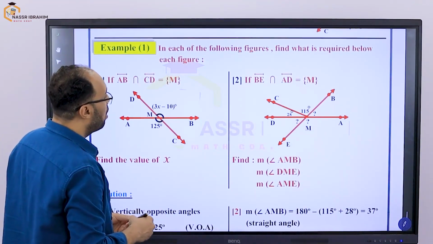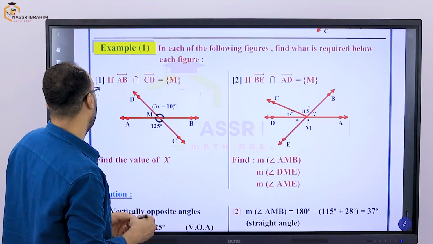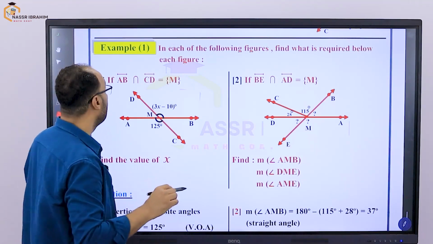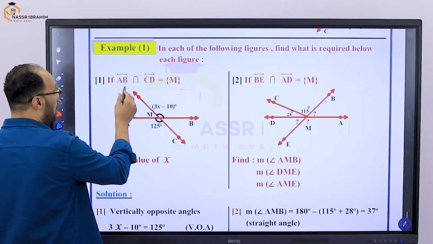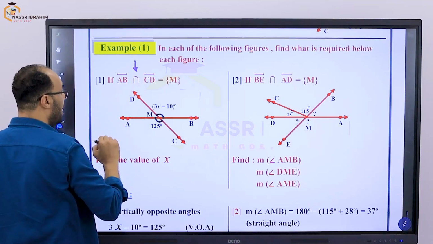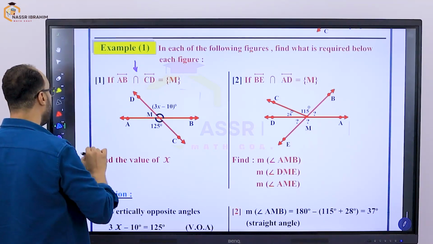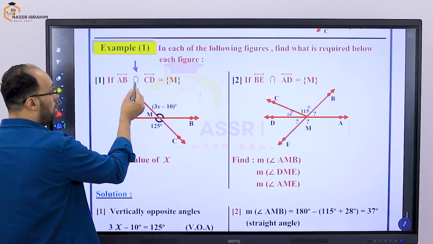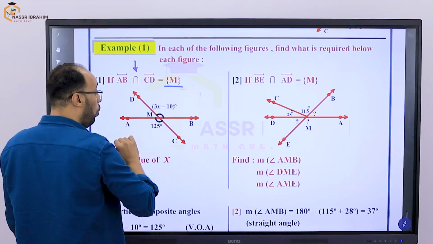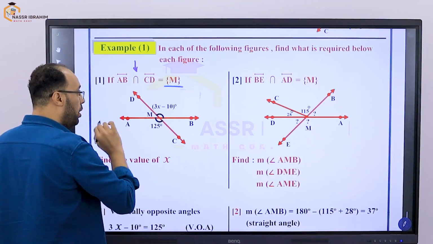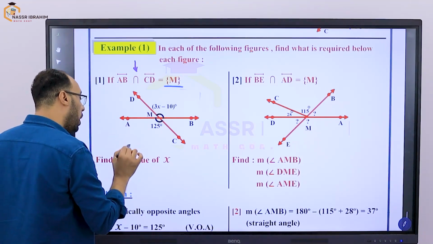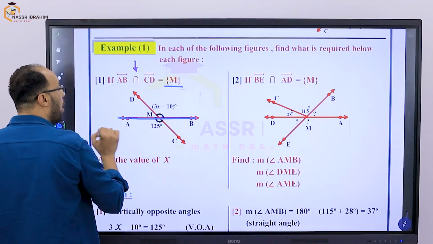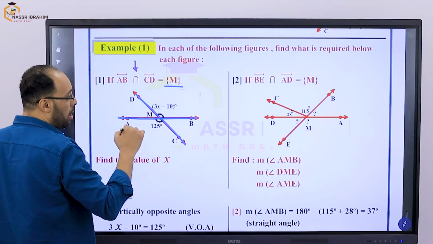In each of the following figures, find what is required below each figure. Here we have a great sign. It's a good one. If we have these two straight lines, this sign is called intersection. If we have this sign, we know that we have vertically opposite angles. Two straight lines intersected at one point, so each opposite angles will be vertically opposite and they will be equal in measure. Here we have the first straight line and the second straight line, making an x letter.